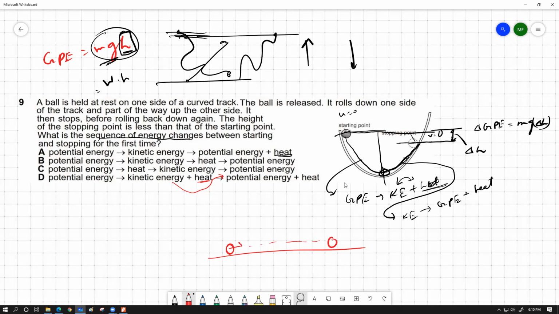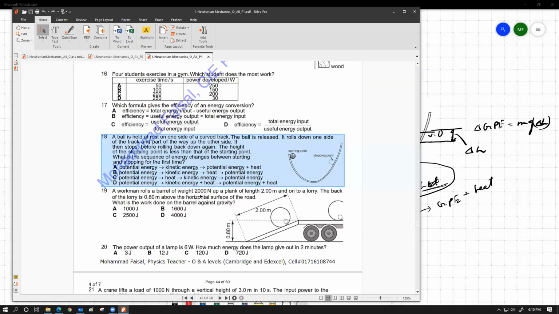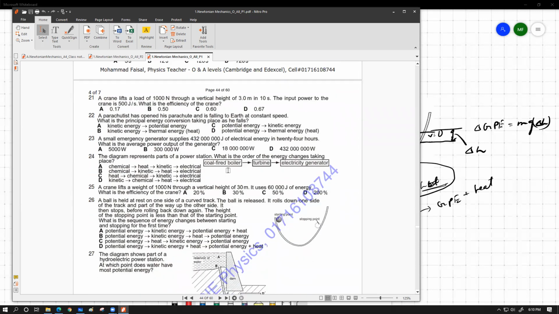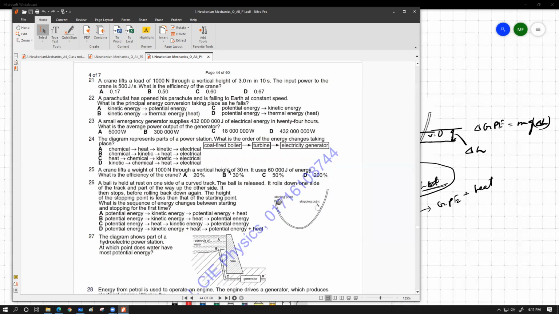Do you understand what I'm saying? I think so. Okay, we have no more problems on this page. Let's go for page number 44. Do you have any question about 44? MCQ paper, page number 44.